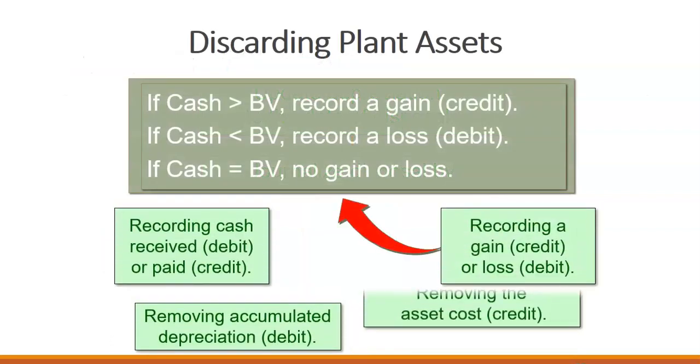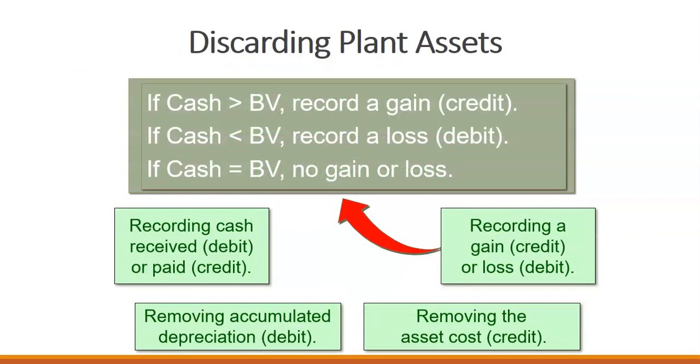If the cash we received is larger than the book value, we received a gain. If the cash we received is less than the book value, we record a loss. If the cash equals the book value, we have no gain or loss to record.